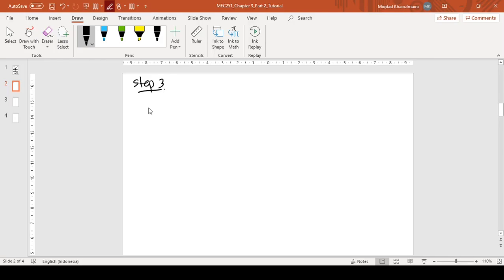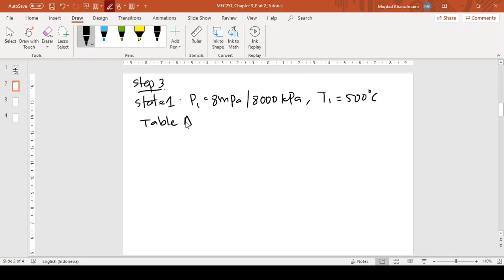Okay, so for state 1, we know the pressure is 8 megapascal or 8000 kilopascal. We know the temperature is 500 degrees Celsius. As usual, table A5, 8000 kilopascal. We compare the temperature at state 1 with the saturation temperature. So we find that it's greater, so the phase is superheated.